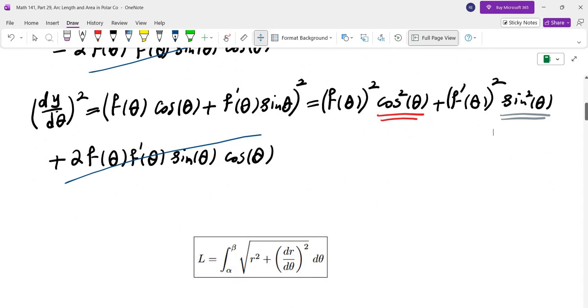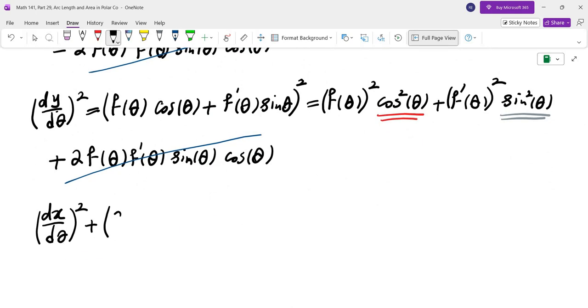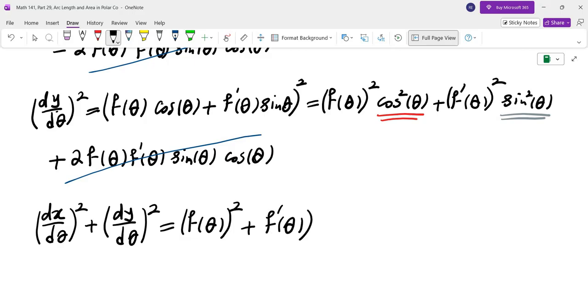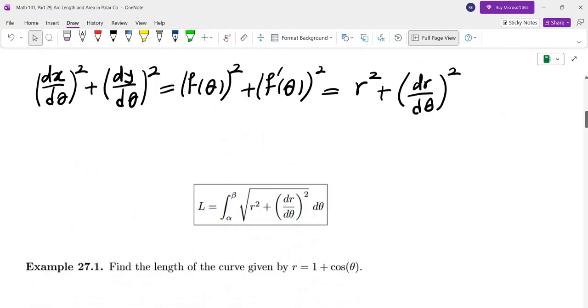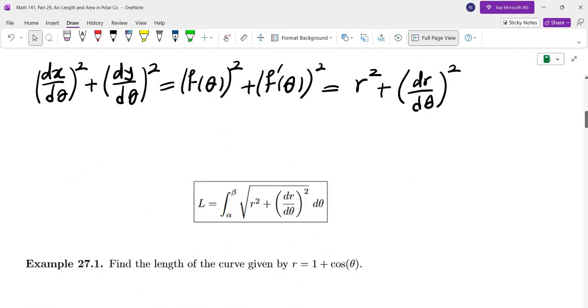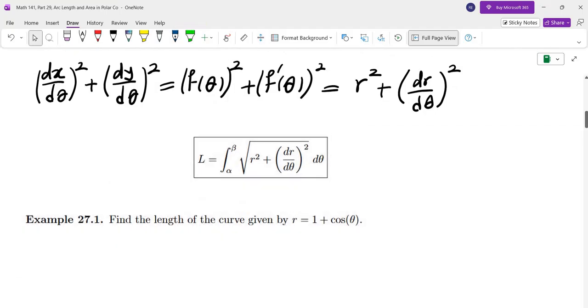We get that dx/d theta squared plus dy/d theta squared is f of theta squared plus f prime of theta squared. f of theta was r, so that's just r squared, and f prime is the derivative of r with respect to theta. So we get arc length is the integral from alpha to beta, which are the limits of theta, of the square root of r squared plus dr/d theta squared, d theta.